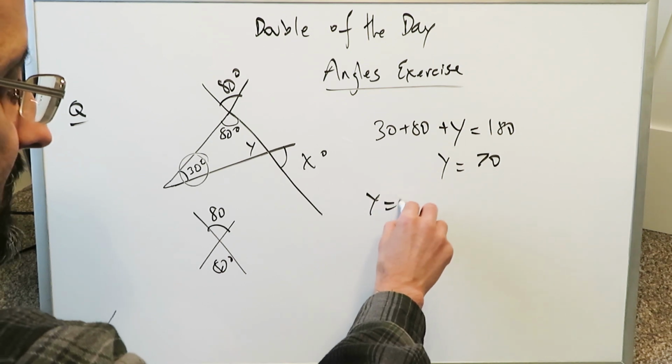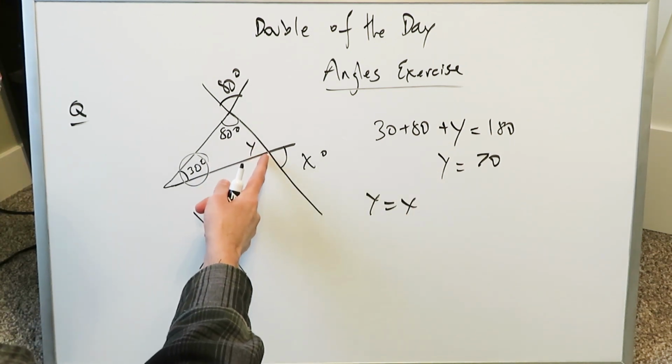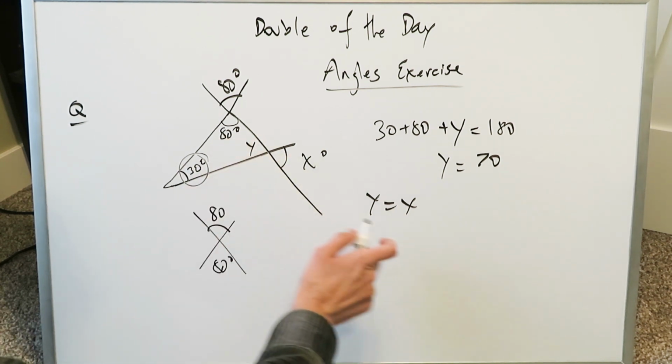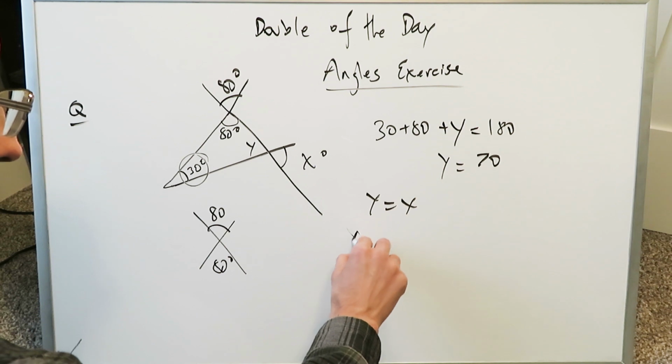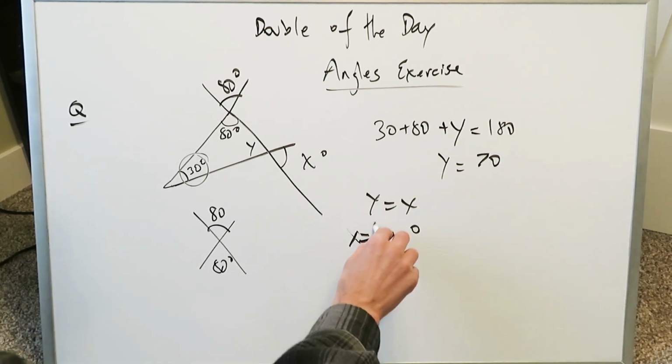Here y must be equal to x because they're opposite angles. They're opposite angles at the same vertex, or at the same intersection. Therefore, they're opposite intersecting angles. They should be equal to each other. X here should be equal to 70 degrees. And we would be right and the question would have been solved.